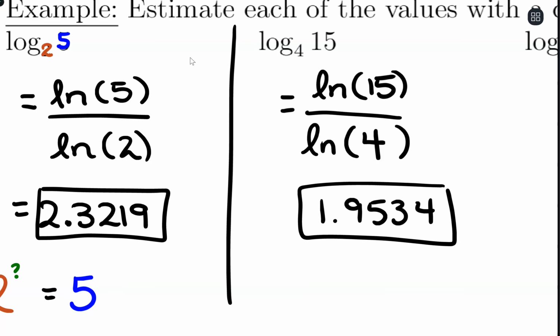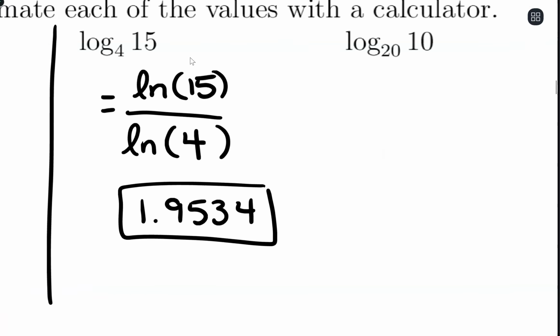And what should happen is if we take 4 and raise it to an exponent of 1.9534, we should get 15 out. Which makes sense because 4 squared would give us 16, and we're just a little below that, so it makes sense that our exponent will be a little below 2.